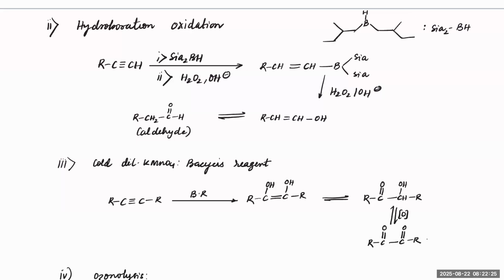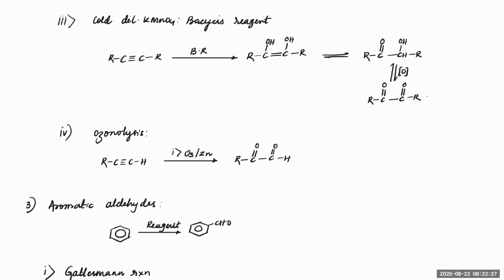Yes, right, sir. Next is cold dilute KMnO4, which is Baeyer's reagent, and we know that Baeyer's reagent will create hydroxyl groups, two hydroxyl groups. So one OH here and one OH here, and after adding, there is still a double bond left, and one part can be read as an enol, and that will tautomerize into keto form. The other OH will remain.